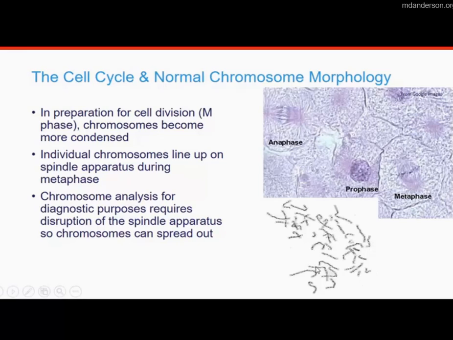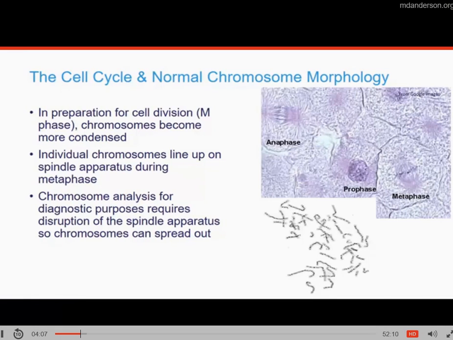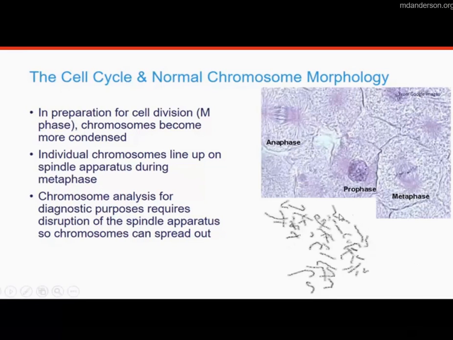What we do in the cyto lab is to get them to spread out so we can count them and analyze them a little bit better. So basically what we're looking at is prometaphase or metaphase chromosomes in the cyto lab. What this requires to get a spread like this is a chemical that will disrupt that spindle apparatus. So that's part of the procedure of actually culturing and harvesting the cells.